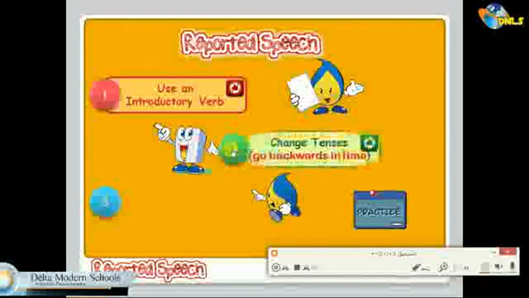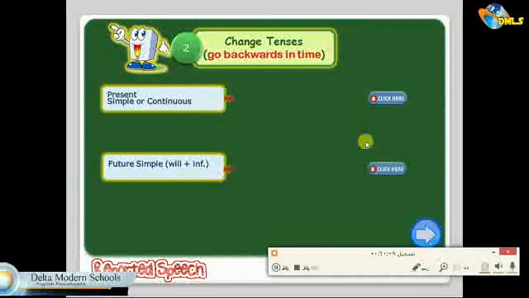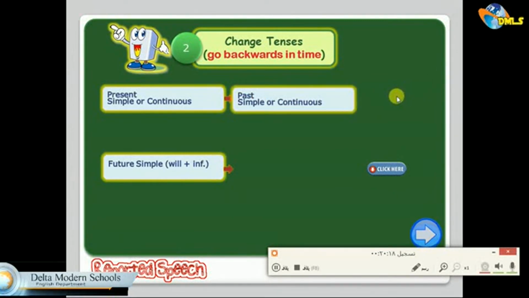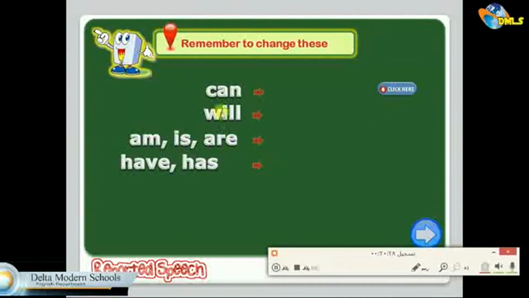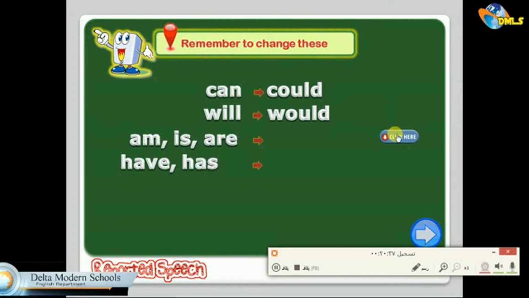Okay, number two, you have to change the tense. If the direct speech was in present simple or continuous, you have to change it to past simple or continuous. If it was future simple with will plus infinitive, you have to change it to would plus infinitive. If it was can, it will be could. Will be would. Am and is and are will be was and were. Have and has will be had.